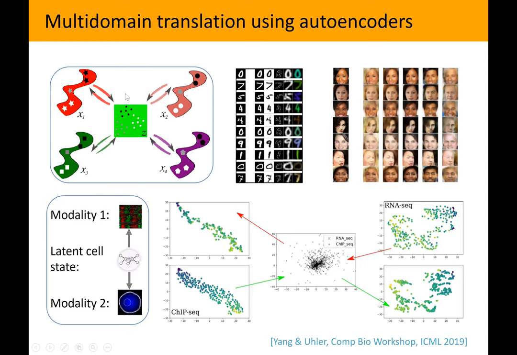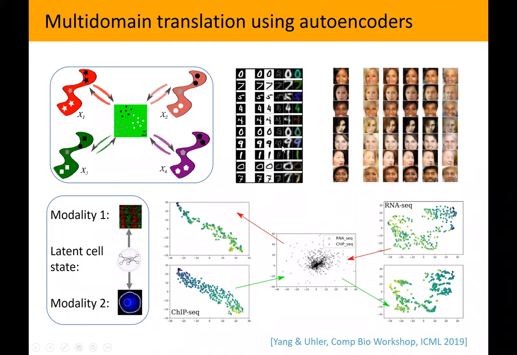In this way, I can translate between RNA-seq profiles and images, images and ChIP-seq, and whatever data modalities you have from the same population of cells. This is what we did down here, going from RNA-seq to ChIP-seq, where there is actually paired data so that we can validate these kinds of methods.